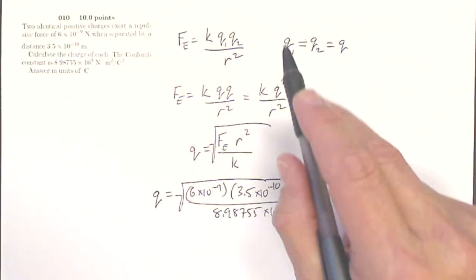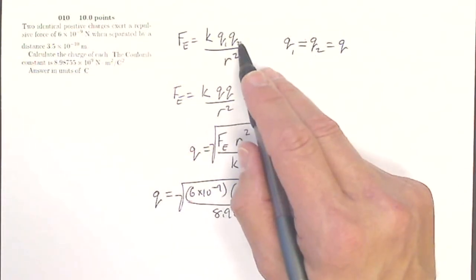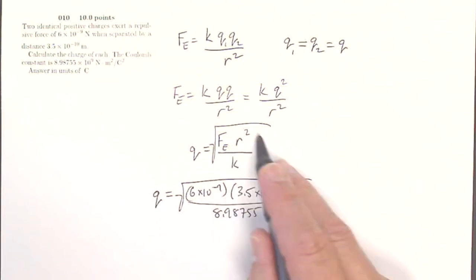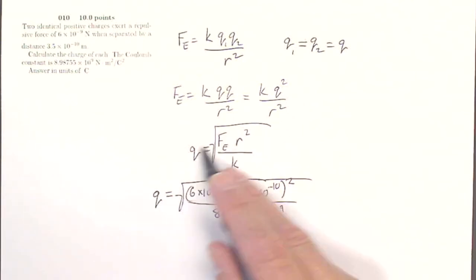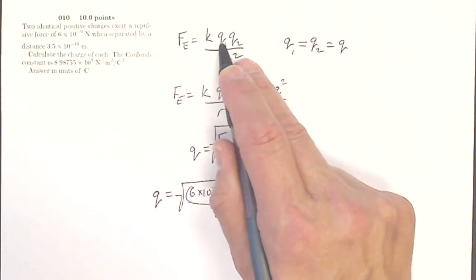Some people are tempted when they say Q1, Q2, they'll try to divide this by 2 instead of square rooting it. But you want to square root it because this is Q times Q, not Q plus Q.